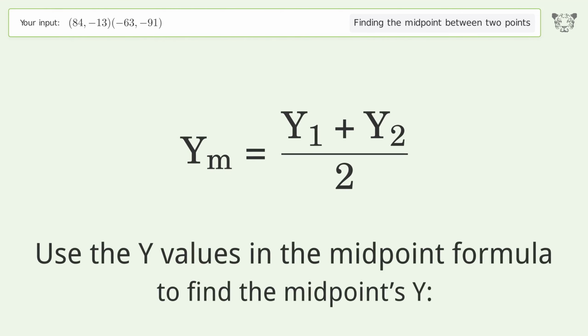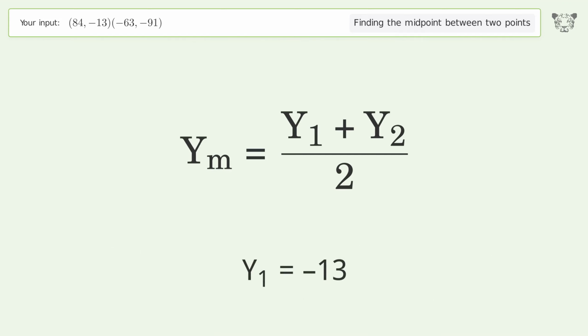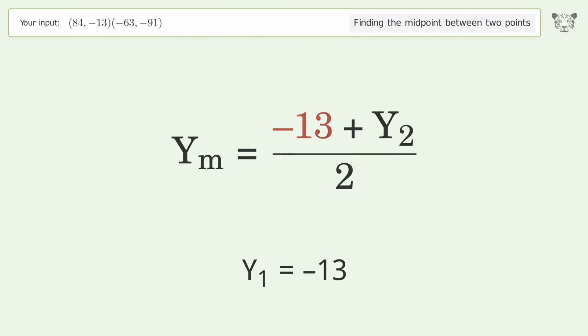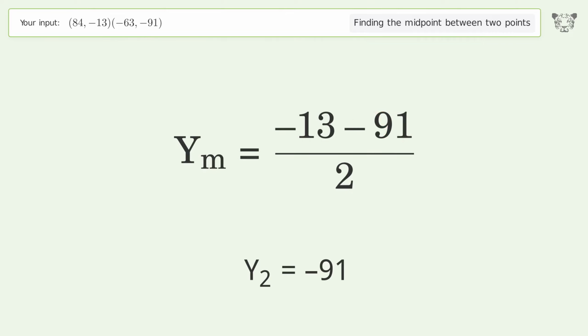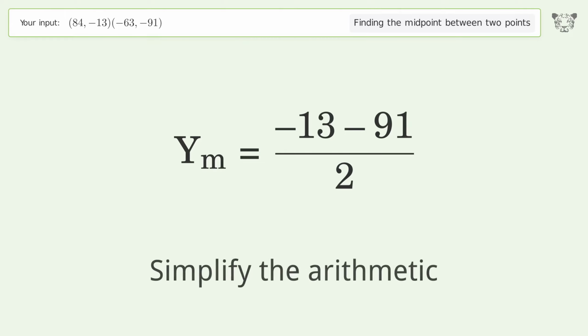Use the y values in the midpoint formula to find the midpoint's y. y1 equals -13. y2 equals -91. Simplify the arithmetic.